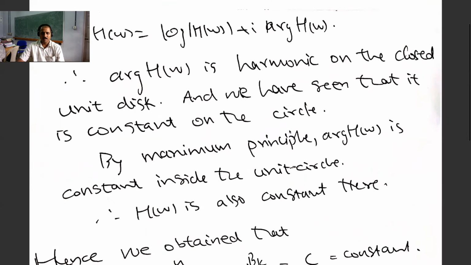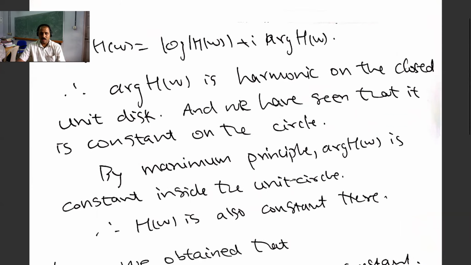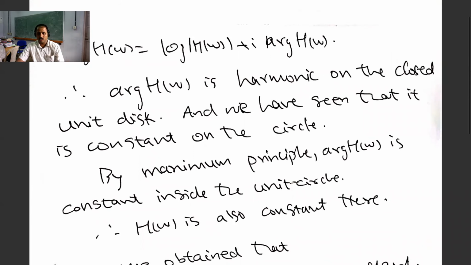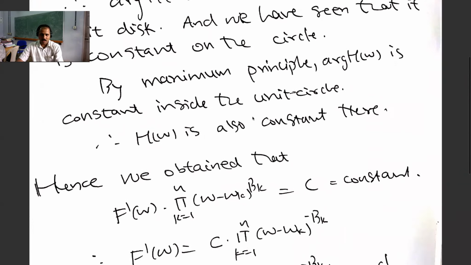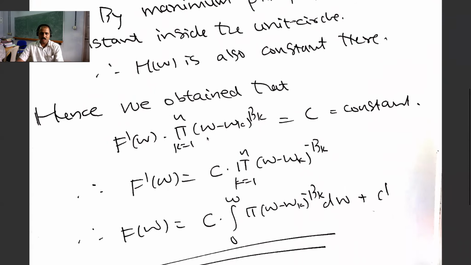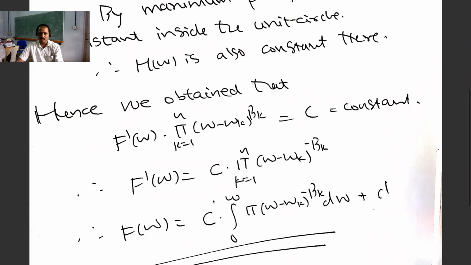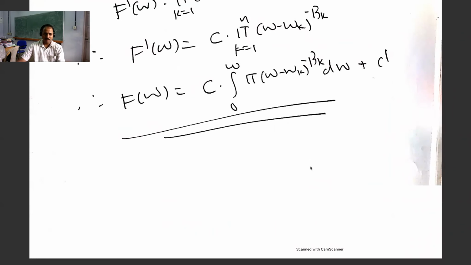Therefore, h of omega is a constant. One point I missed here: the argument of h of omega is a constant on the unit circle, so it is constant everywhere by the maximum principle. That is also important, because the maximum and minimum are attained on the boundary. So h of omega is a constant. Therefore f dash is given by this, and just by integration you will obtain the Schwarz-Christoffel formula. So that's all for the time.